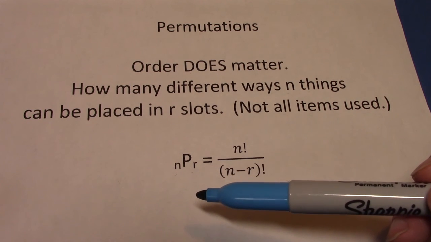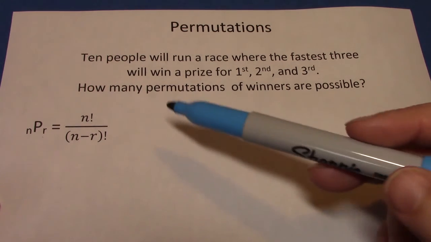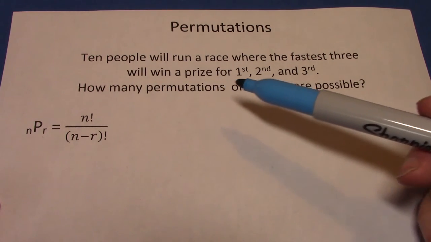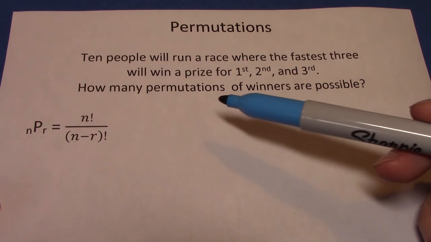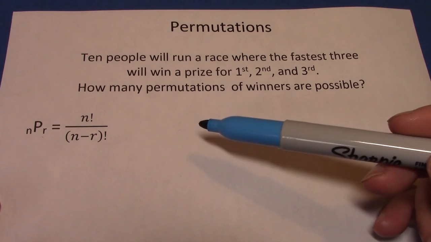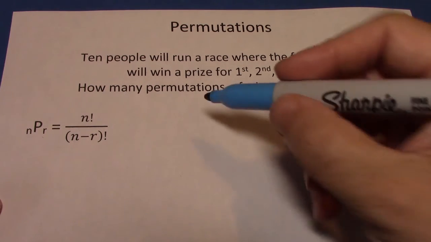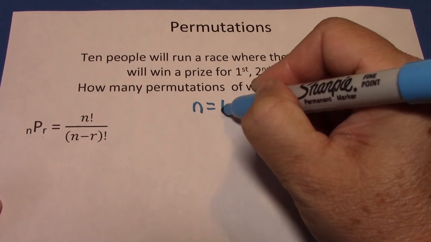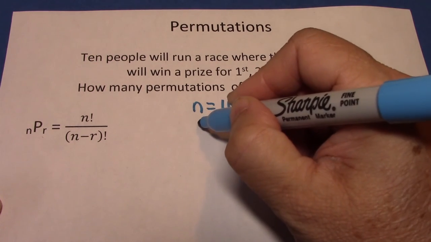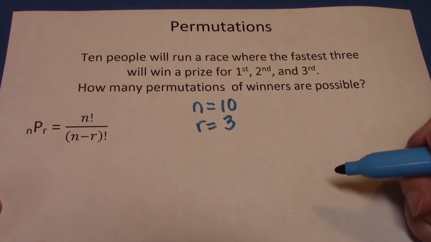Let's do an example. Here's our example for the permutations. 10 people are going to run in a race where the fastest 3 will get a prize, first, second, and third. So not everybody's going to get a prize. There's only 3 slots, in other words. So n is the number of people who are going to run the race, and r is the number of slots that they could get a prize for.